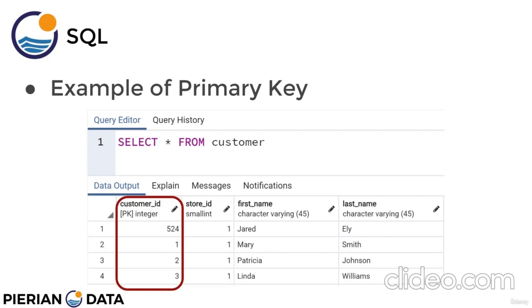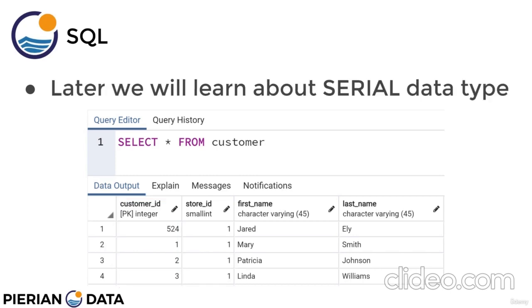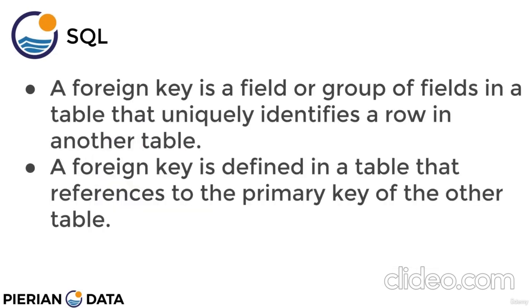However, they cannot share this unique integer ID. So again, it's integer-based and unique. Later on, we're going to be learning about the serial data type, which is actually a way of automatically creating these unique integers for us as we enter more data into a table.